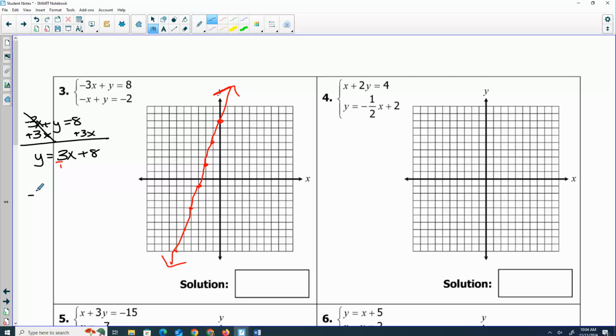Second one, we do the same thing. It was negative x plus y equals negative 2. So if you want y equals mx plus b, you have to add your x over. So y equals x minus 2. So to graph that, we start at negative 2. The slope is like 1 over 1, so up 1 over 1. Use your ruler to draw a nice line.